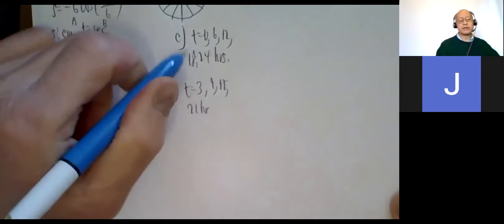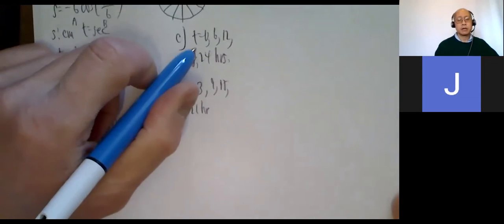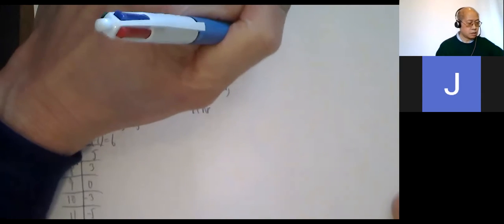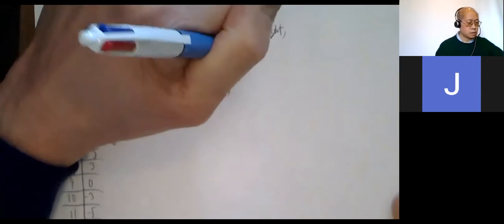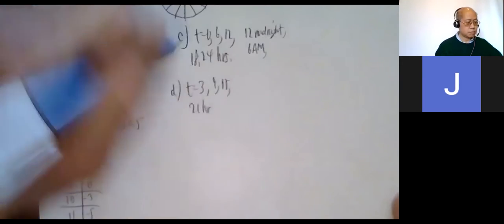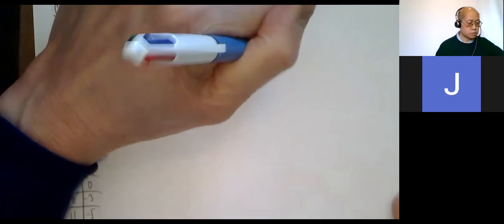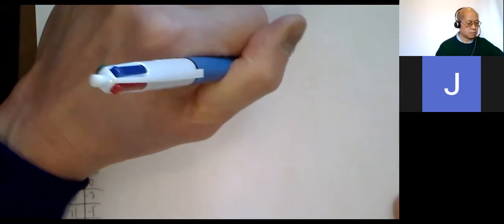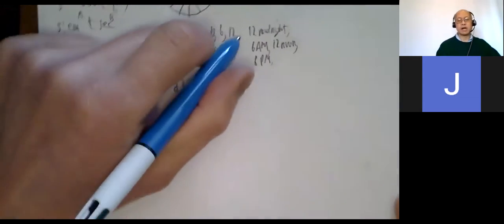I guess I have to translate. Let me translate this as time. So this would be 12 midnight, 6 a.m., 12 noon, and 6 p.m. And then back to 12 midnight, but we already said that.